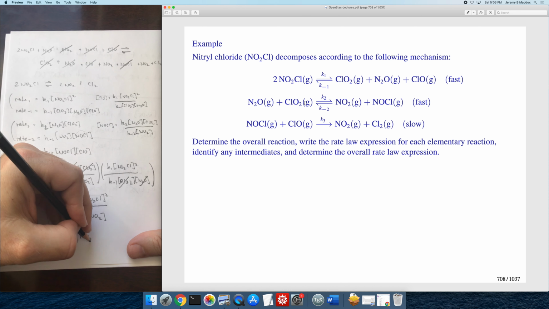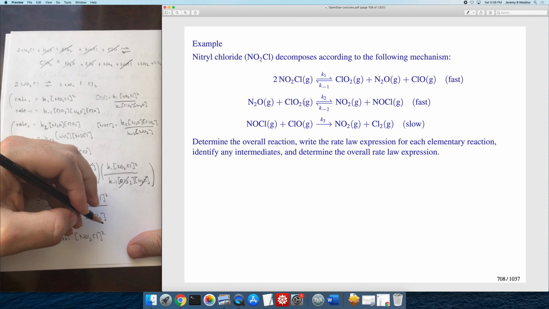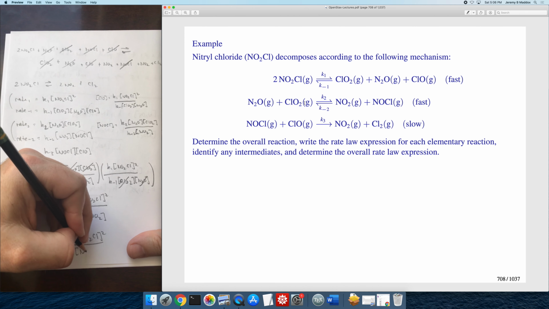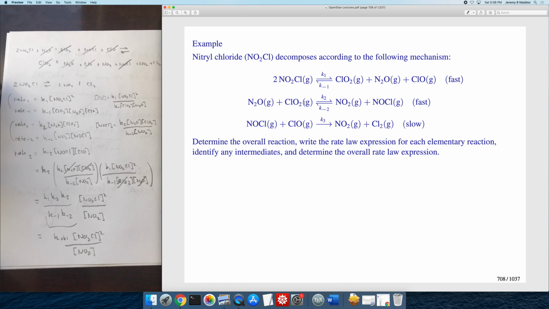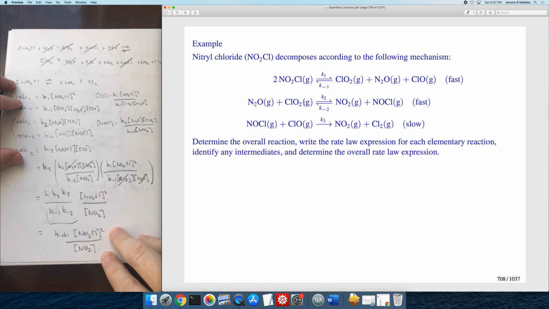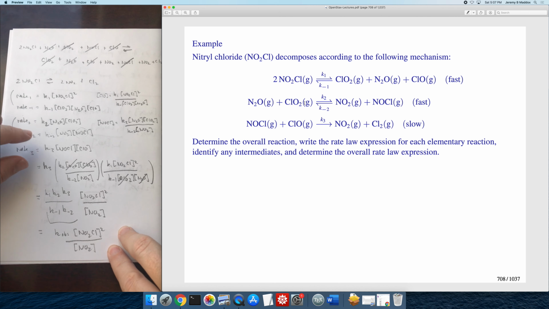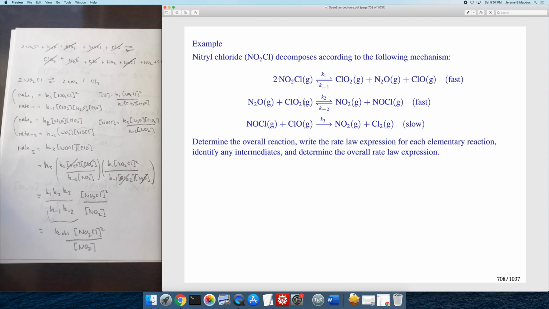It's second order in the reactant, but it also depends upon the product concentration. And so not all reactions have simple rate laws like we've studied previously. Complicated mechanisms have complex rate laws.